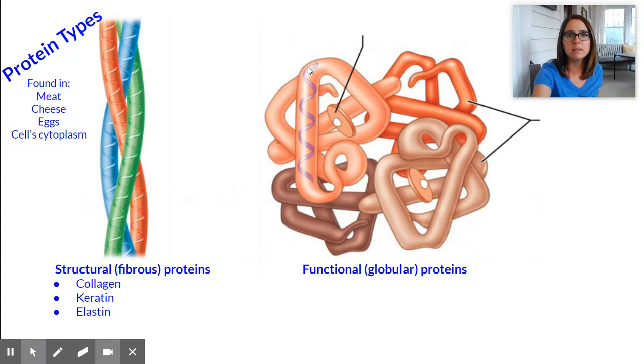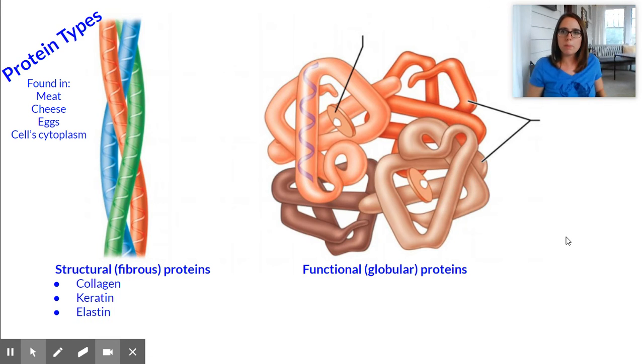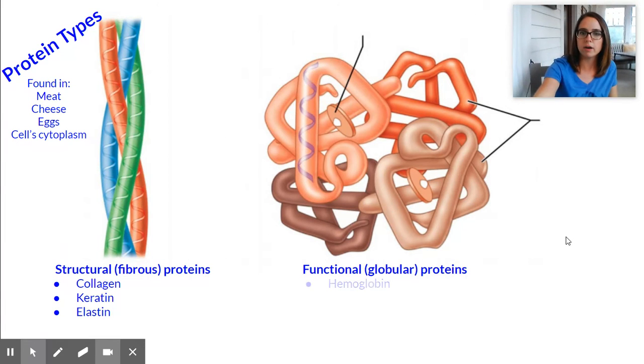So you'd have an amino acid, an amino acid, an amino acid, an amino acid, and they're all connected to each other. And depending on that order of amino acids determines these twists and these turns and these loops, all because of those unique characteristics. And maybe they're polar or an acid or a base, nonpolar, they're all going to react different ways. So some examples of our functional or globular proteins: hemoglobin, which I think that's what's being pictured in this picture here. And its job is to carry oxygen.